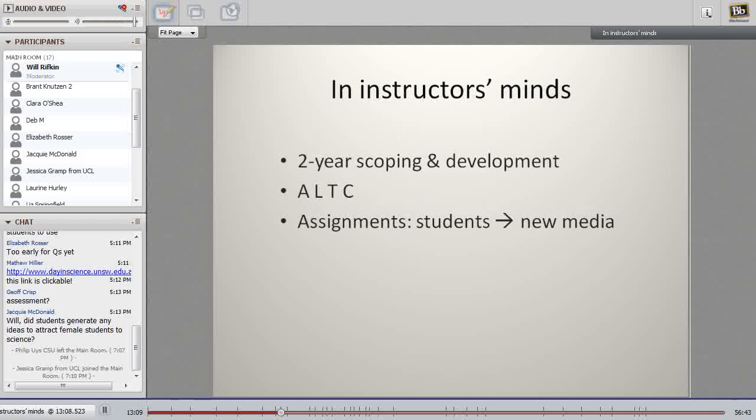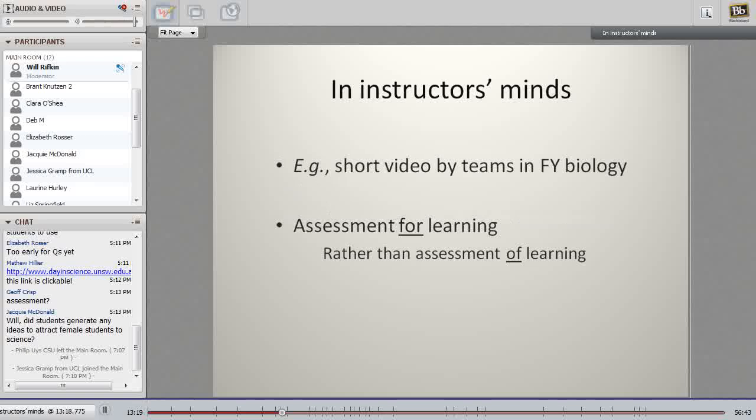So we got 2 years of funding from the Australian Learning and Teaching Council, looking at assignments for students in science where they would create new media. An example would be a short video created by teams of students in a first-year biology subject, as has been done at the University of Queensland. The notion is to pick up on Royce Sadler's idea, assessment for learning rather than assessment of learning. You give students points for doing something you know they will learn from doing, rather than just waiting, giving them the task to see what they've learned already.